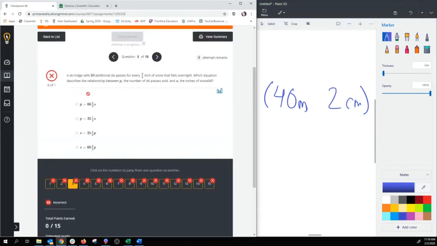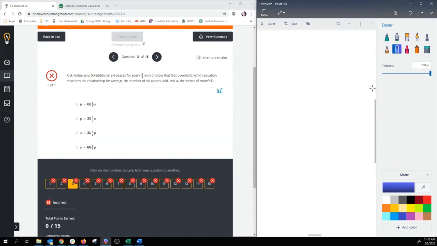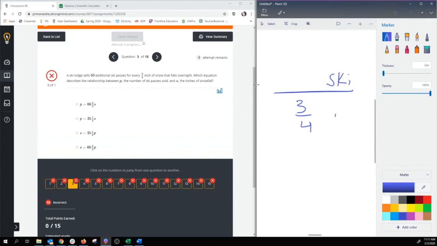All right. Let's see, a ski lodge sells 50 additional ski passes for every 3/4 of an inch of snow that falls overnight. Which equation describes the relationship between P, the number of ski passes sold, and S, the inches of snowfall? Okay, let's see. Well, how many ski passes do they sell for 3/4 of an inch of snow? So how many ski passes can they sell?